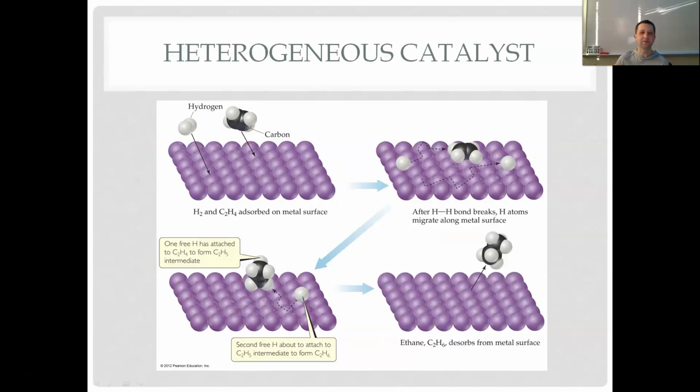Let's take a look at it. So here's an example where you have a solid catalyst right here, some metal surface. You have an H2 molecule and then some C2H4 molecule as well, some hydrocarbon. So they're going to adsorb to the metal surface. You see that process occurring here. So you see the arrows coming in. These two molecules adsorb.